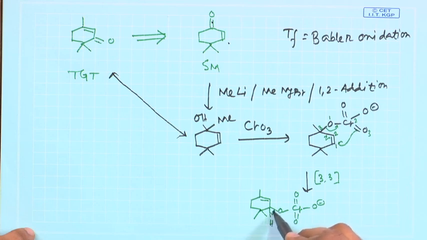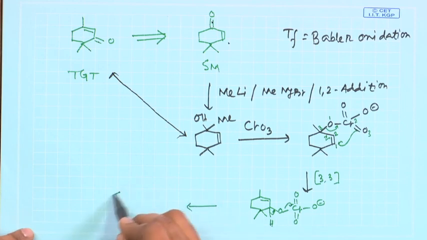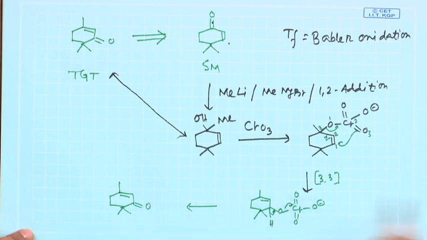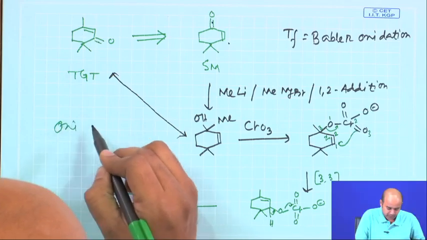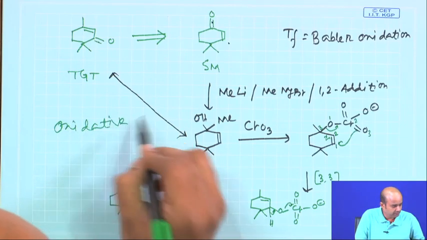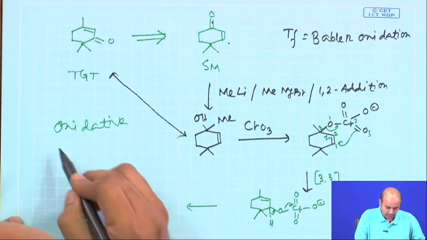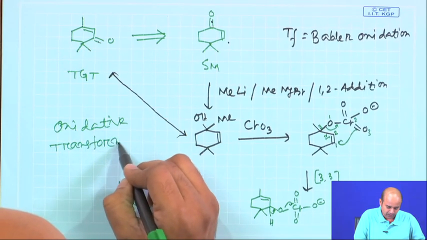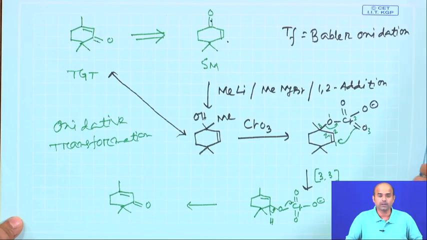Now, this oxidation will take place, and you will get the desired target molecule. So, Babler oxidation is a very useful transformation. We call it an oxidative transformation, but the prerequisite for Babler oxidation is that you need to have an allylic tertiary alcohol.